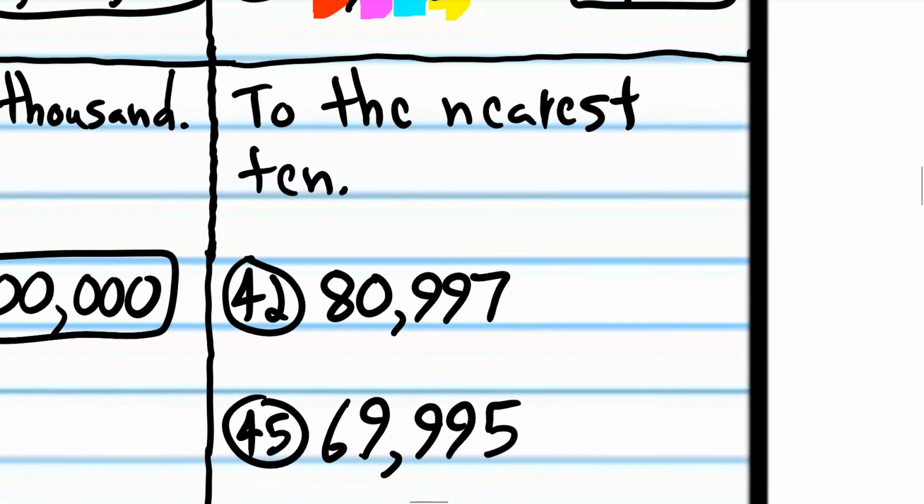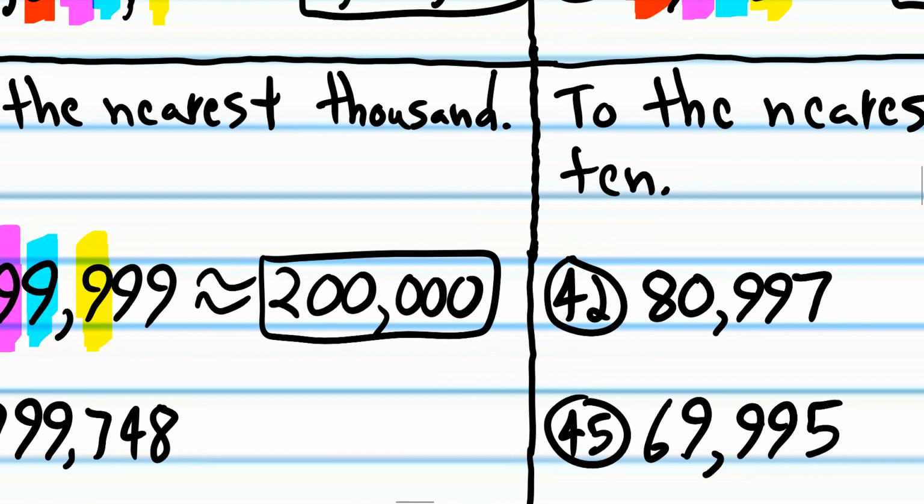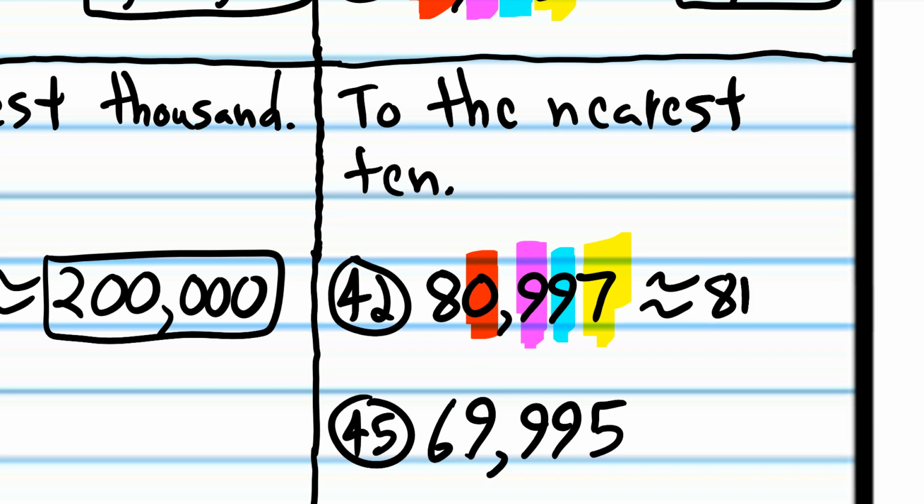Try number 42, and when you come back, we'll do it together. All right, we're back. This is the tens place. 7 tells us to round up. But this number is also 9, so we have to round this number up 1, and all the other numbers become 0. So we have 81,000. If you got 81,000, good job.